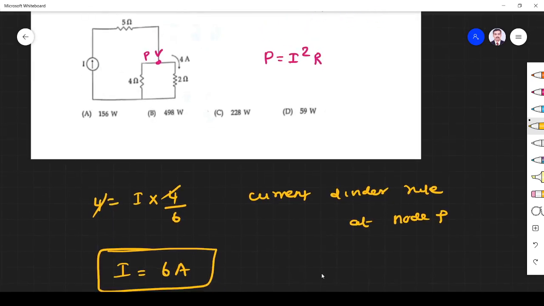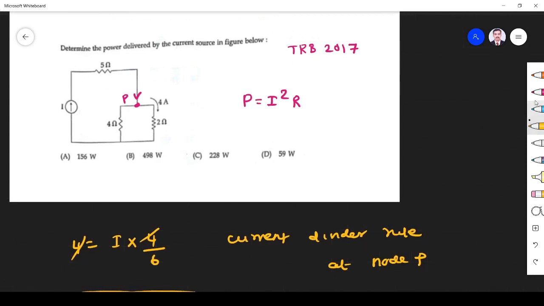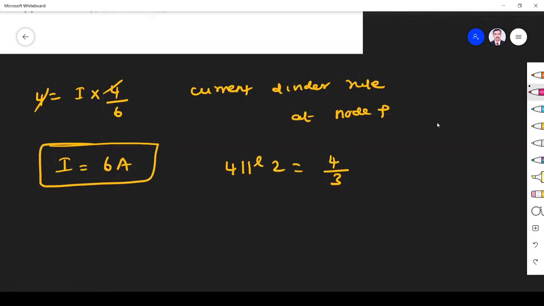I we got, R we have to find. This is 5 ohm. This is 4 and 2, which are parallel. Just now I told you, if one resistance is twice the other, divide the bigger resistance by 3. So 4 by 3. The equivalent resistance here is 4 by 3. This is 5 ohm, so R total is equal to 4 by 3 plus 5 ohm.